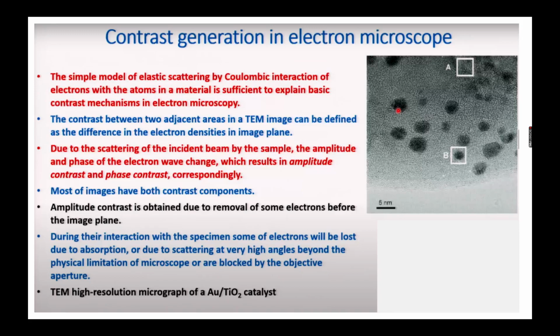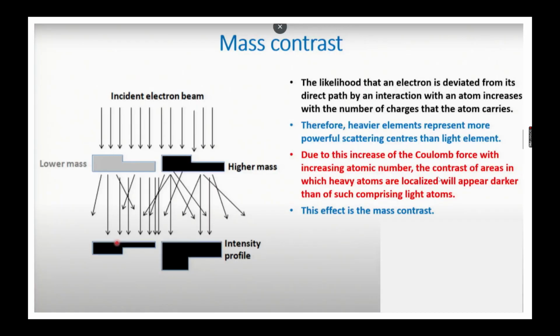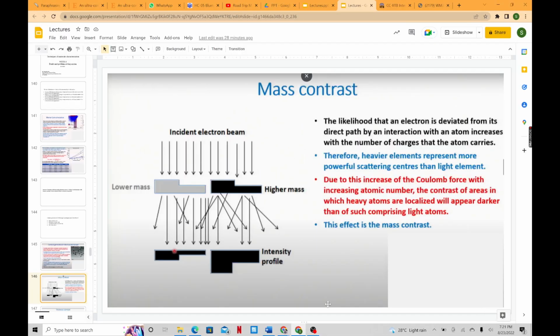Here it is saying that due to the scattering of the incident beam by the sample, the amplitude and the phase of the electron wave change, which results in amplitude contrast and phase contrast correspondingly. Okay, so it is clear that varying the amplitude and the phase of the electron wave will also give you the contrast.